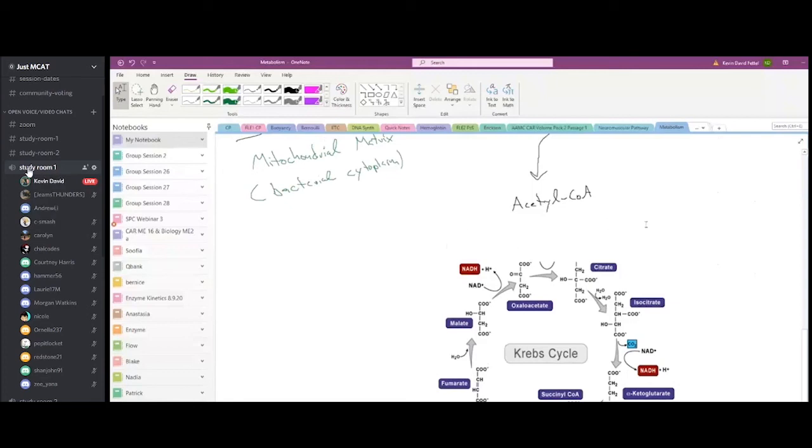Okay, so we got this acetyl CoA as a starting product, and the acetyl CoA is going to combine with citrate, or excuse me, oxaloacetate to make citrate. So acetyl CoA comes in, combines with oxaloacetate to make citrate. You guys know that step, right?